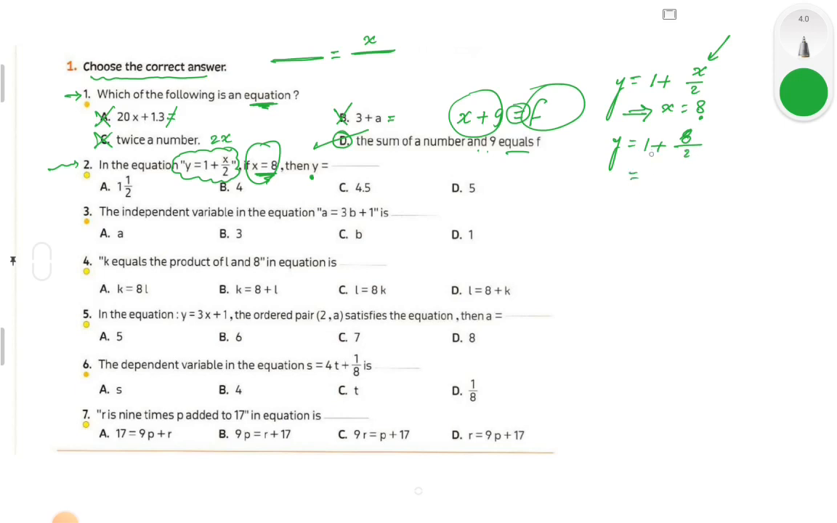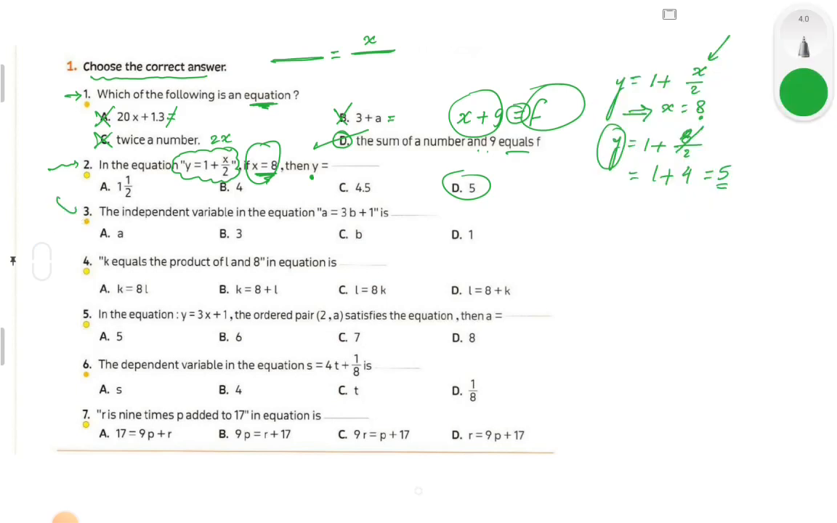That's equal to 1 plus what? 8 over 2. 8 over 2 equals what? That means divide 8 by 2, which equals 4. 1 plus 4 equals 5. Now the y value when x equals 8 is 5. Where's 5? Here. Okay, next one.